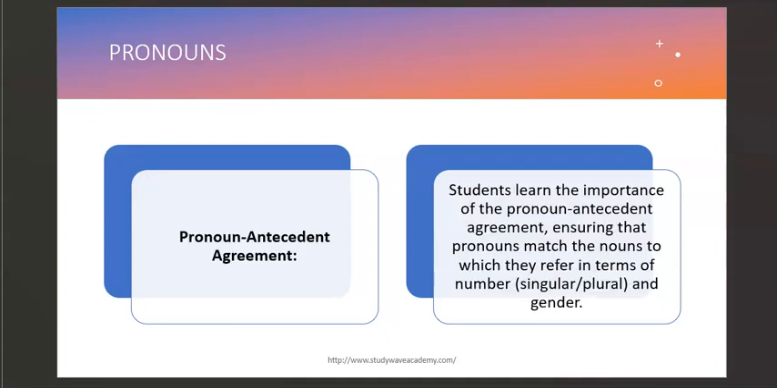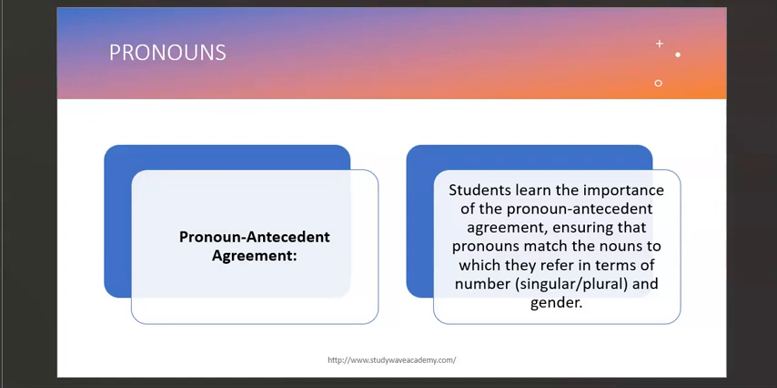Now let's move and look at the pronoun antecedent agreement. Here students learn the importance of pronoun antecedent agreement, ensuring that pronouns match the nouns to which they refer in terms of number, that is singular or plural, and gender. So when you talk about pronoun antecedent agreement, what do I mean? Anytime you use a pronoun, we must make sure it is the right pronoun and it fits that sentence.